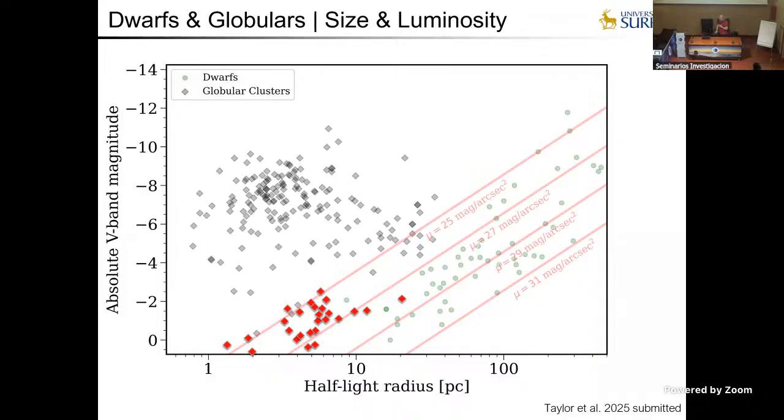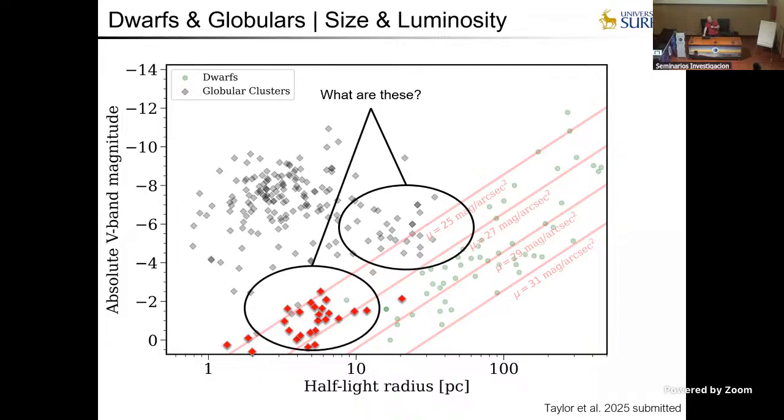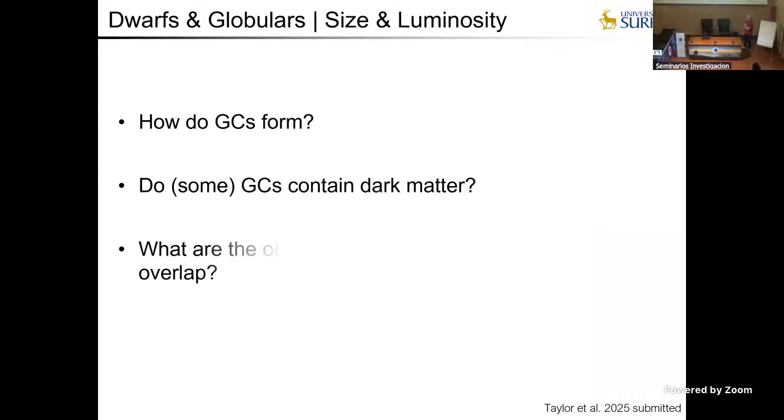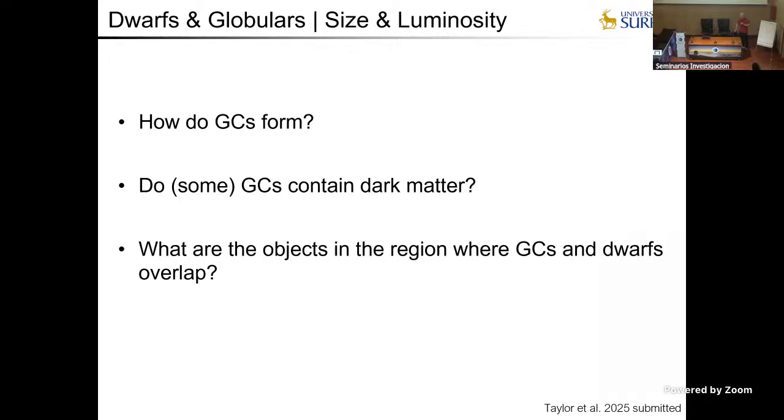So this raises a whole bunch of questions that I want to try and tackle in this talk. And that includes, how do globular clusters form? Do some of these globular clusters contain dark matter? Do they all contain dark matter? Did they used to contain dark matter, right? Because if they contain dark matter, I should probably count them like I count my galaxies.